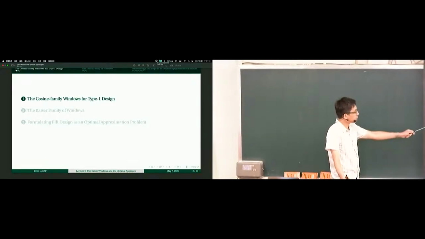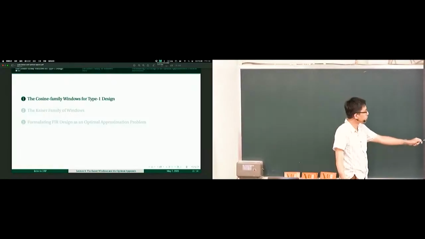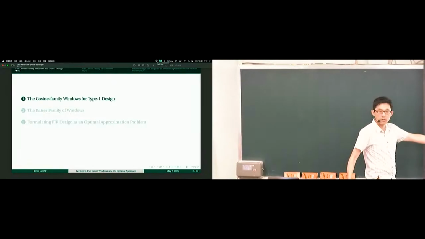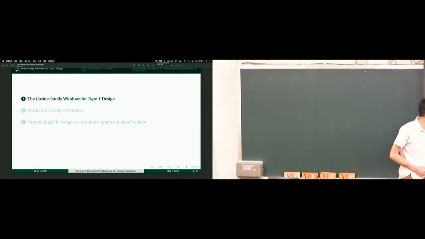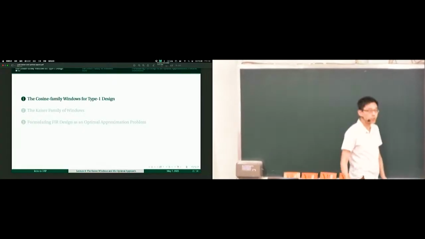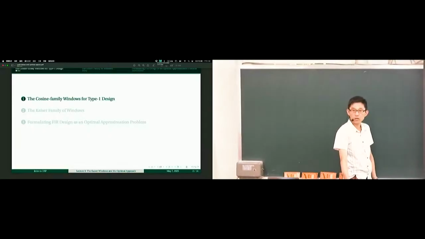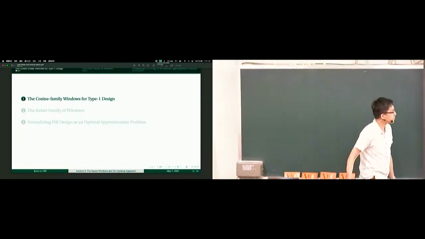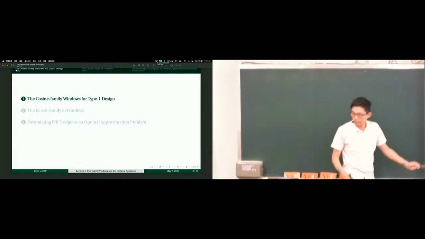And then after that, we talk about the Kaiser family of windows. And then finally, hopefully for the next hour, we will be changing a topic somewhat, changing to a more advanced topic. 这是比较难的一个 topic, 坦白说, a more advanced topic in which we formulate FIR design as an optimal approximation problem. 最佳的近似问题, optimal approximation problem. We'll do that. Okay, so that's today's outline.